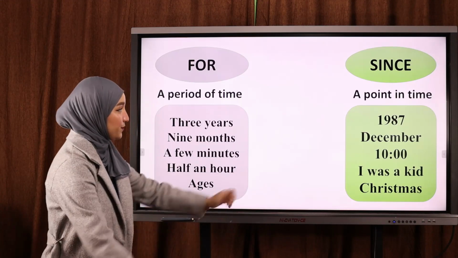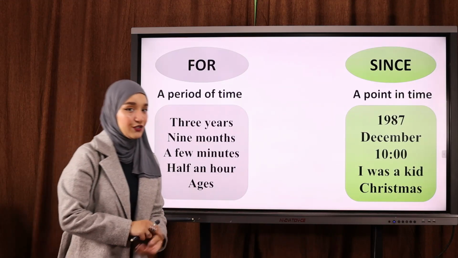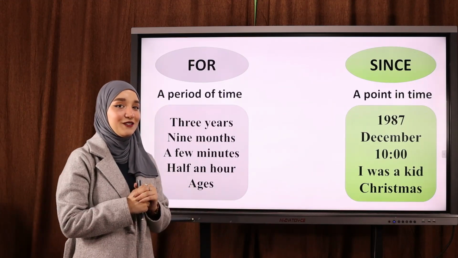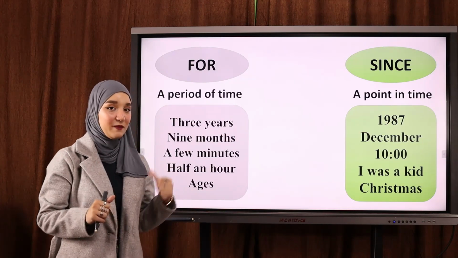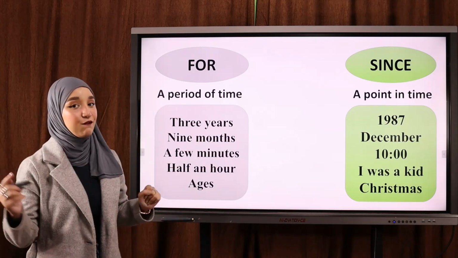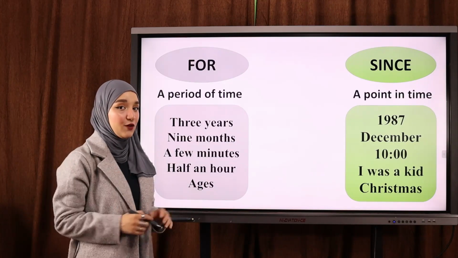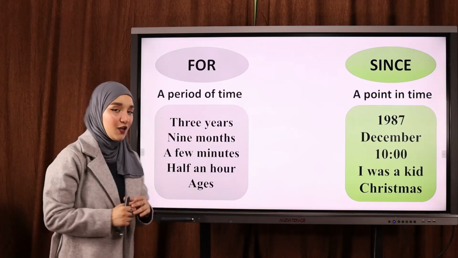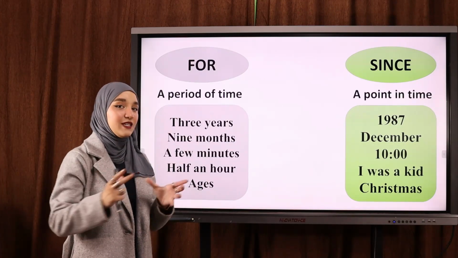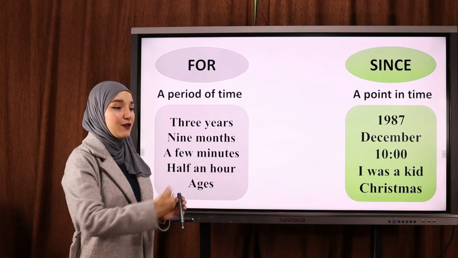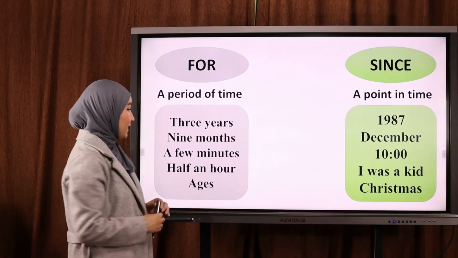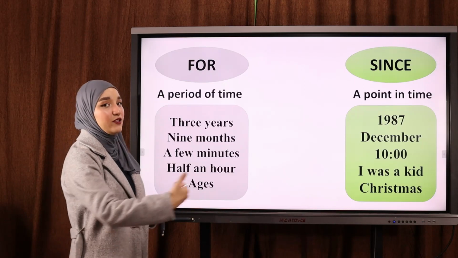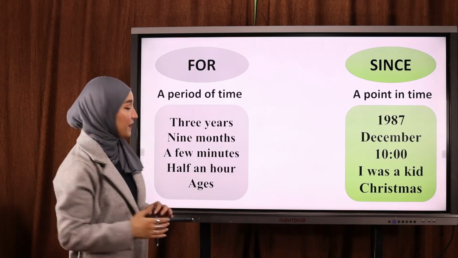I want to show you two words. Remember the underlined words. So the first one is for. We use it to talk about a period of time, duration. My parents have been married for 25 years.